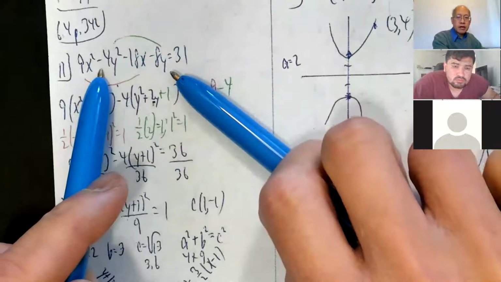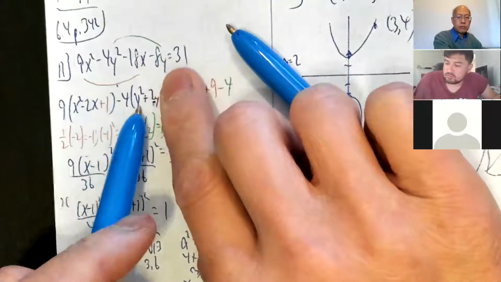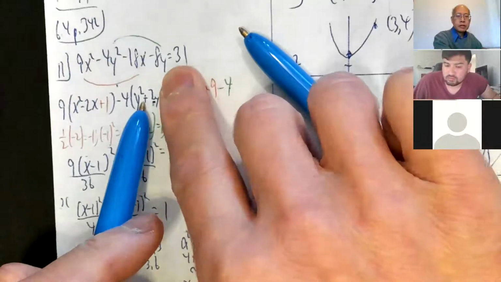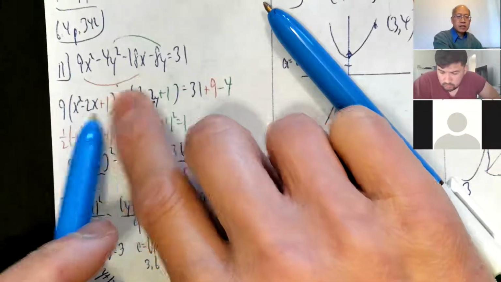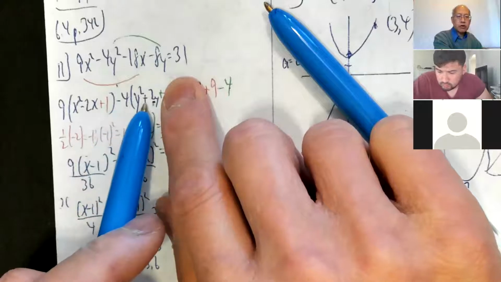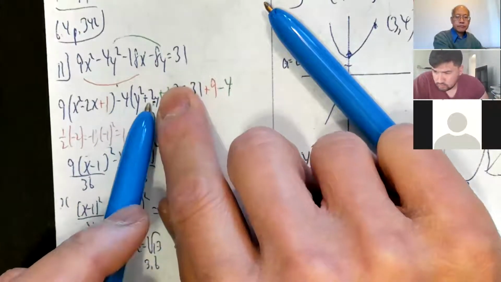Put these two together and factor out -4, y squared plus 2y. Okay, so ignore the red and the green. 9x squared minus 18x minus 4y squared minus 8y equals 31.